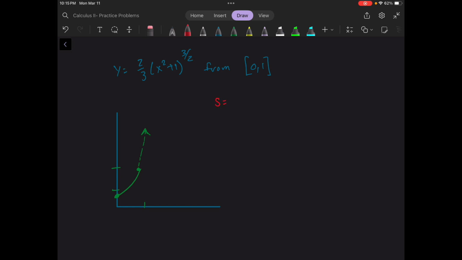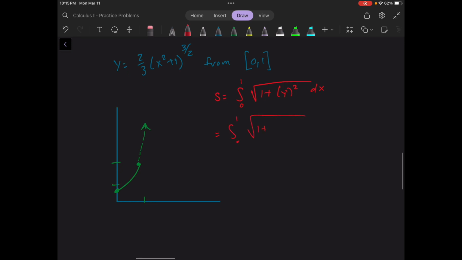So we know that s is going to be the integral over the interval 0 to 1 of the square root of 1 plus f prime of x. And instead of f prime of x, I'm just going to write it as y prime, because that's how they gave it to us. But y is a function of x, so it's still a dx integral, right? So it's, let's see, 0 to 1, square root of 1 plus, what is y prime?